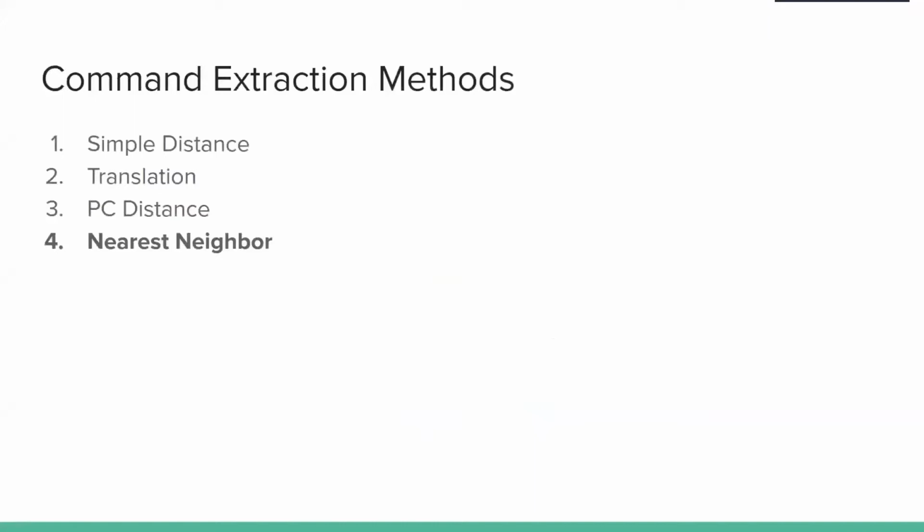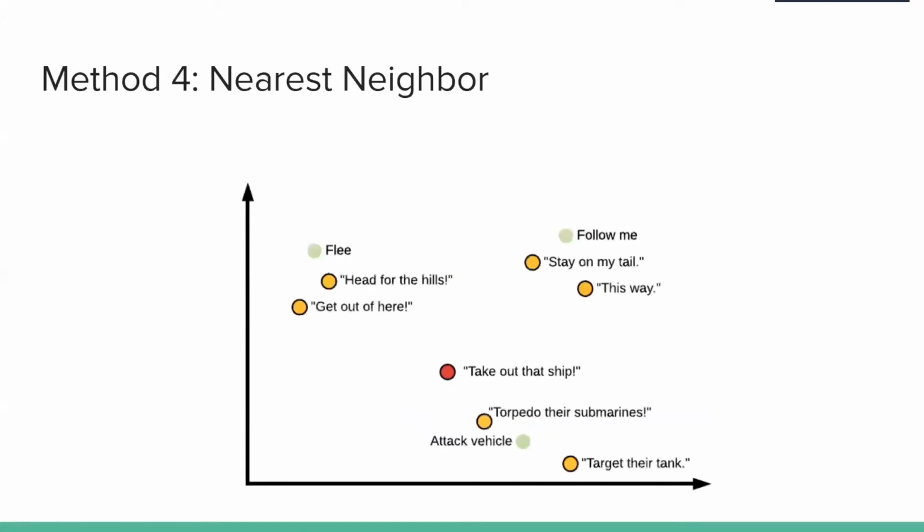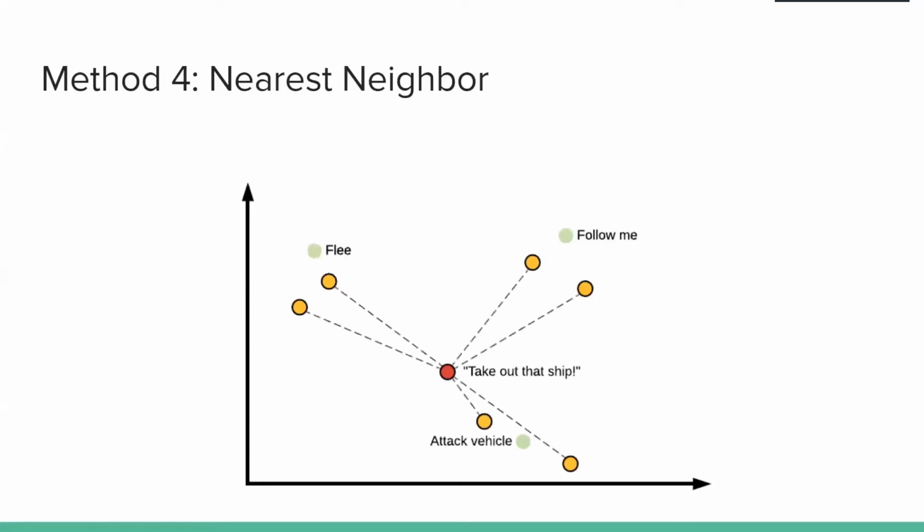Our final approach was just a nearest neighbor approach. Here, instead of comparing the user's utterance to the names of the predefined commands, we compare it to the corresponding examples. Then, just like before, we take the shortest distance to decide what the NPC should do.